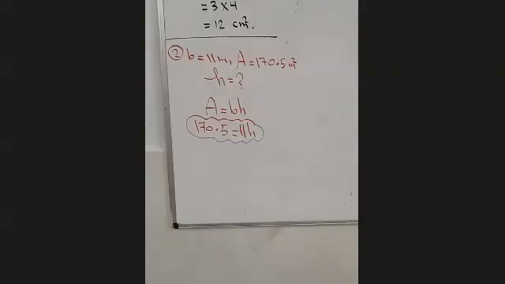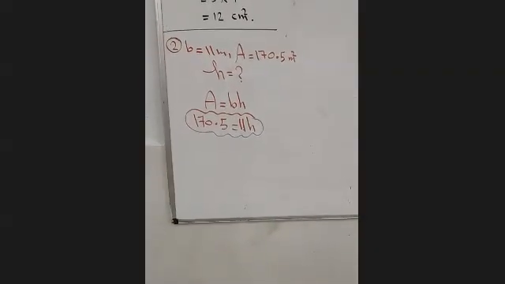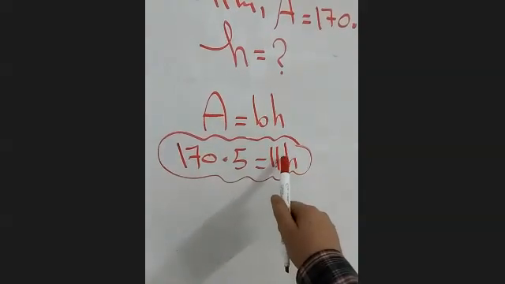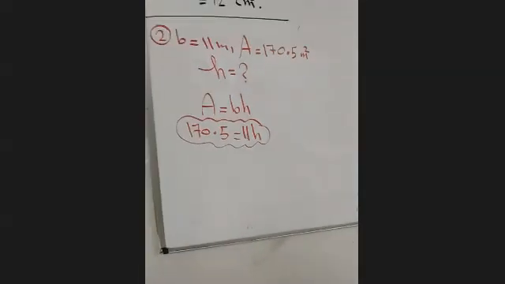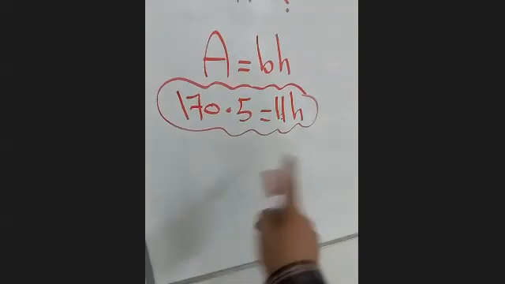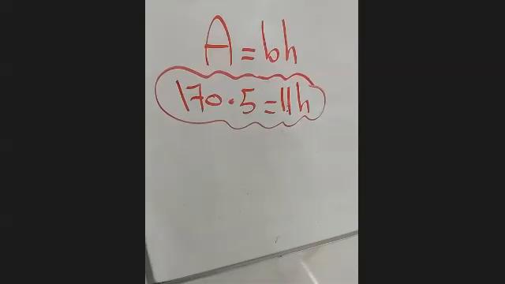Now what we call this? We call it multiplication equation. This is the formula, step 1. Step 2, multiplication equation, because we have multiply here. Now, how we solve the multiplication equation? We will divide by 11 on both sides. Say it again. We will divide by 11 on both sides.